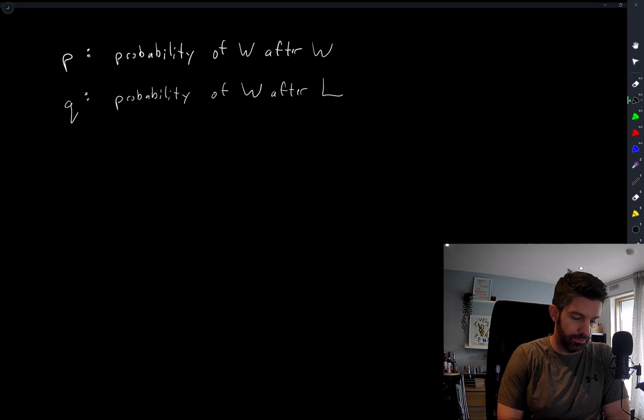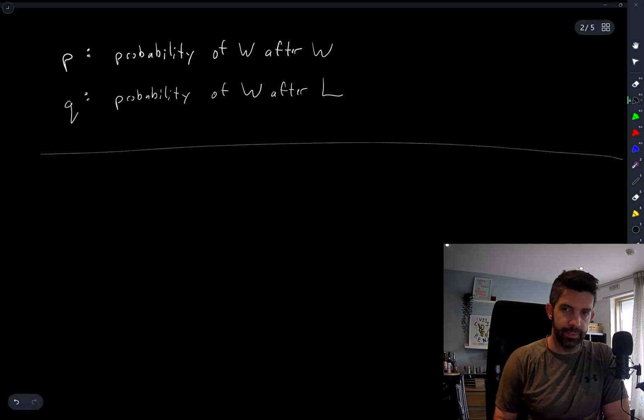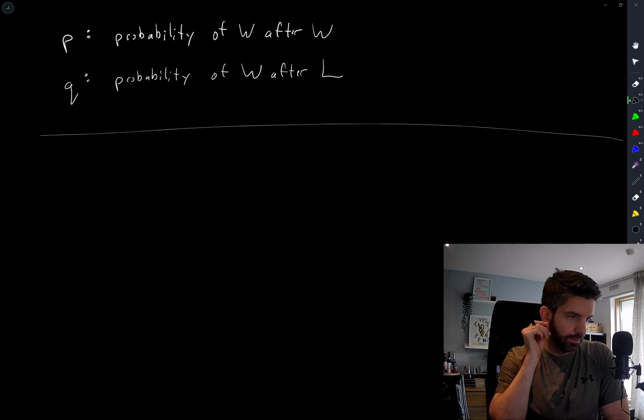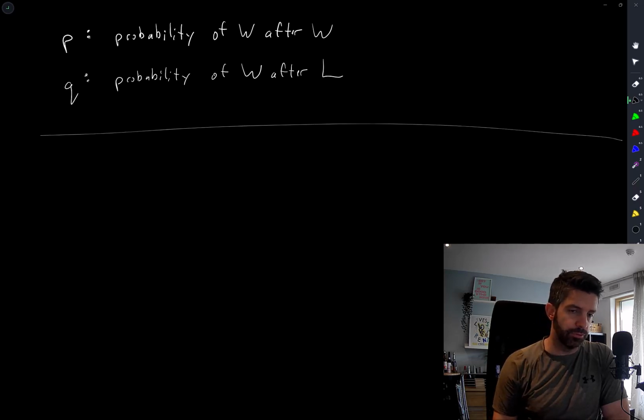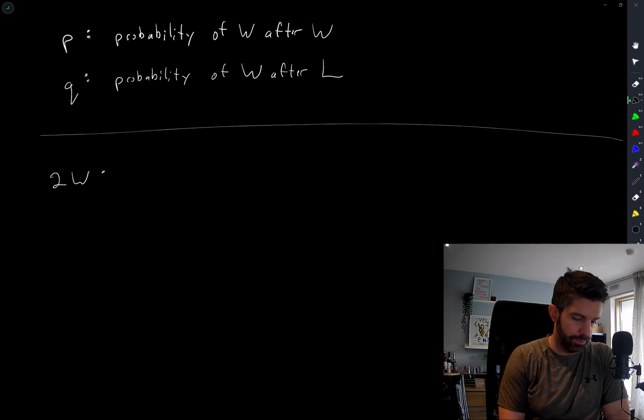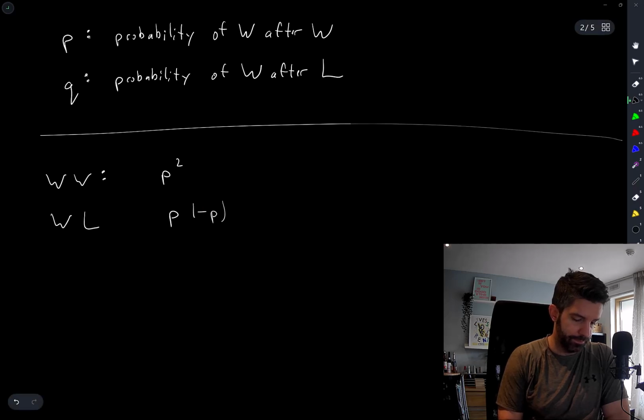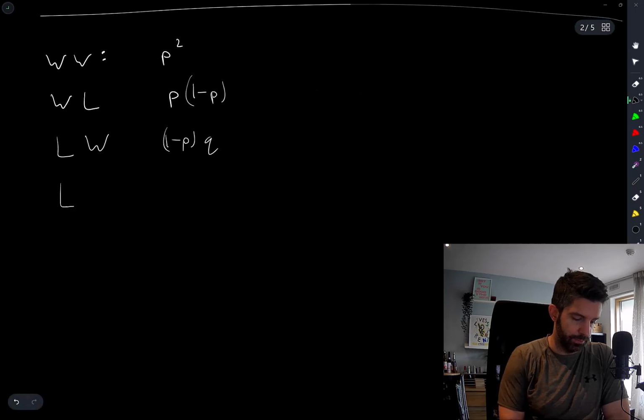What if we solve a very simplified version of the problem? Let's say we win the first race, and then there are 2 more races after that. So the probability of 2 wins, let's write this as WW, will be P squared. The probability of win-loss is P times 1 minus P. The probability of lose-win is 1 minus P times Q. And the probability of lose-lose is Q times 1 minus Q.